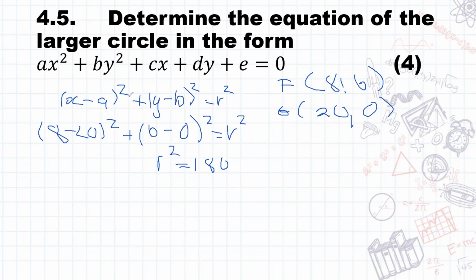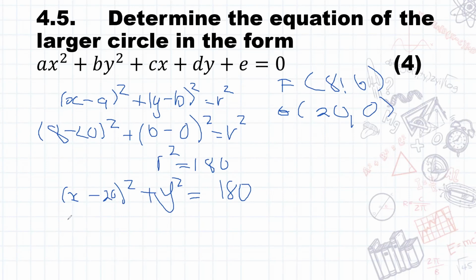Okay, so the next step is now to find the form of the circle. We already know the center, so we're just going to rewrite the equation. We're going to have x minus 20 squared plus, now we know y minus 0 is just y, so we're going to have y squared equal to 180. But this is not in the form that they've asked us. So what they're asking us to do is actually to multiply it out, and that's what we're going to do now. So I like to call it the Mickey D's rule.